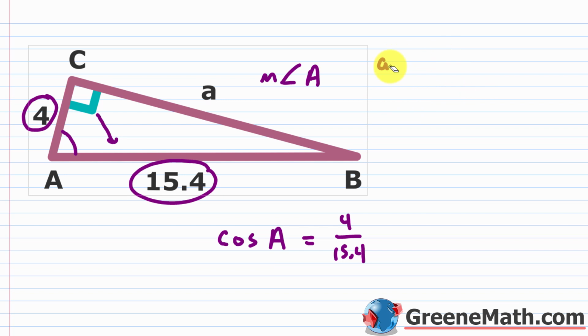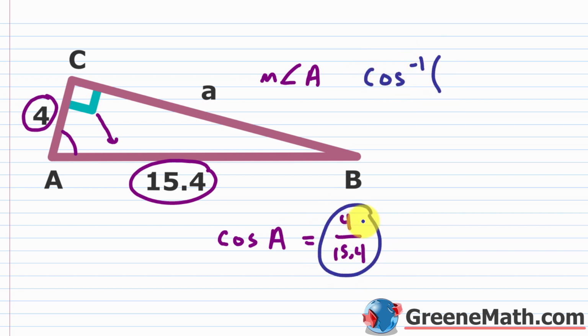We talked about in the last lesson the fact that you could use the inverse of cosine to figure out what the measure of this angle was. In other words, I'm going to take my inverse cosine function, and I'm going to plug the ratio in. So 4 over 15.4. And what I'm going to get out of this is a value that's a measure of my angle A. It's going to be approximated. I'm going to do to the nearest tenth. So if you punch this up on a calculator and you round to the nearest tenth, you're going to get about 74.9.